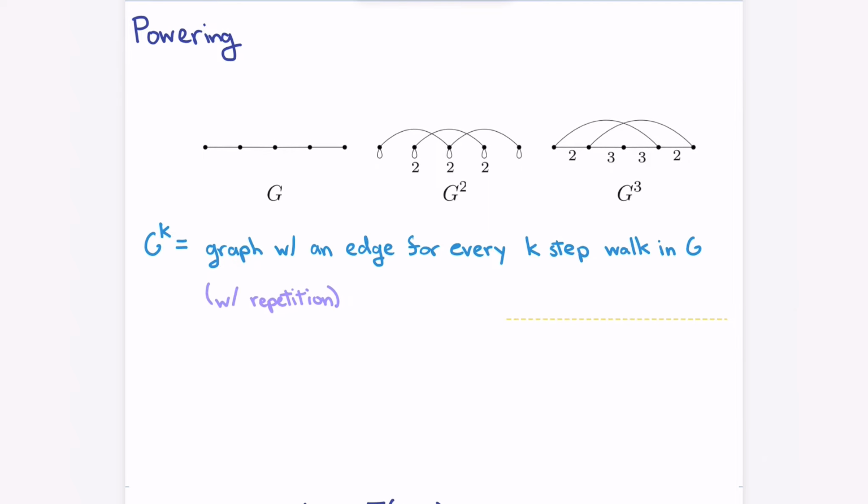So powering just means that for the second power, I'm going to take every consecutive pair of edges and replace it with the edge connecting them. So G squared is going to have edges corresponding to 2 hops in the original graph. G cubed will be 3 hops. G to the K will be K hops, right? G to the hip would be hip hop.